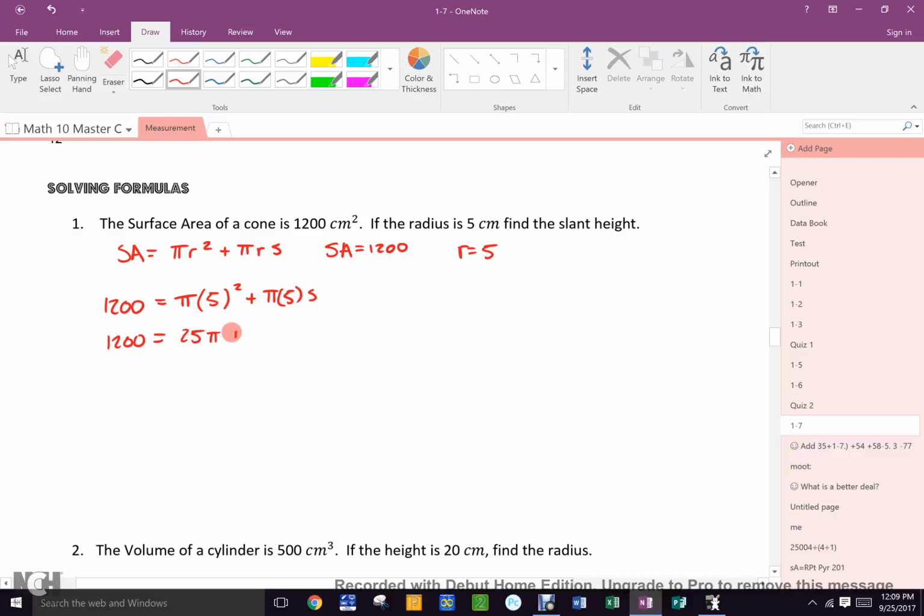25 pi plus 5 pi s. Now, I'm going to cut Riley off at the pass because Riley was the one that said we got to get s by itself earlier, right? How do I do algebra?